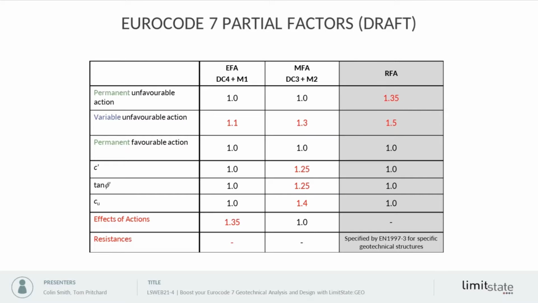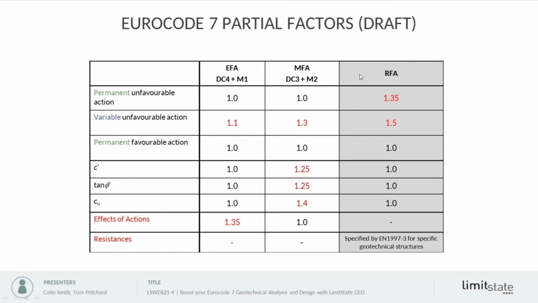So just to look at the partial factors table, this is a sort of simplified summary of what we're looking at. The left-hand 2 columns are those methods that are amenable to numerical methods, and you'll see those are the 2 approaches we just covered in this webinar. The EFA and the MFA method. RFA remains as well as before, effectively the old DA2, and the new volume 3 of the Eurocode specifies the type of resistance factors you need to adopt for different geotechnical structures.